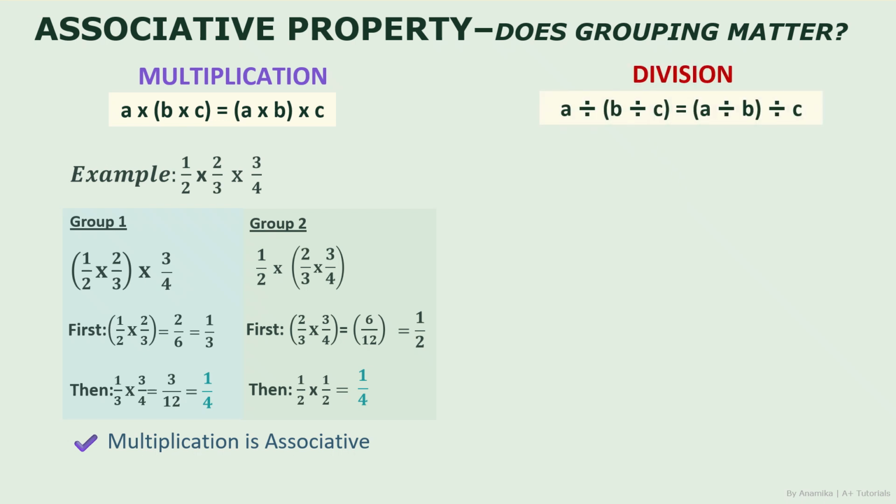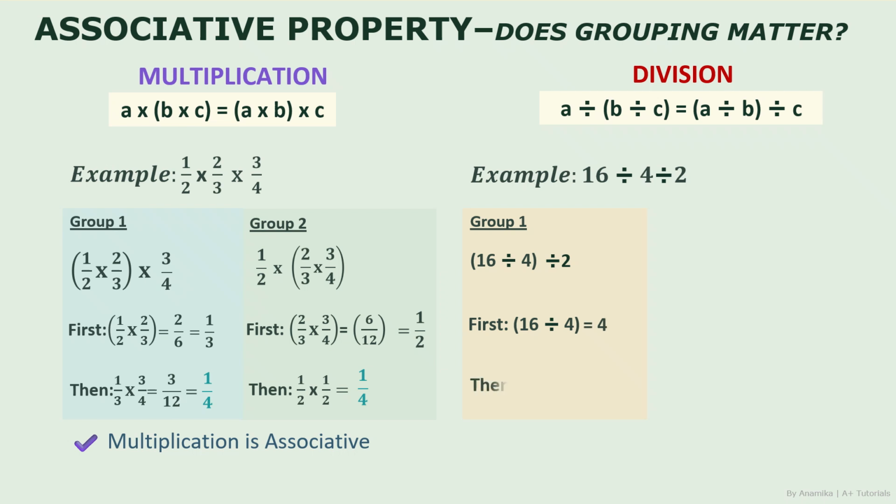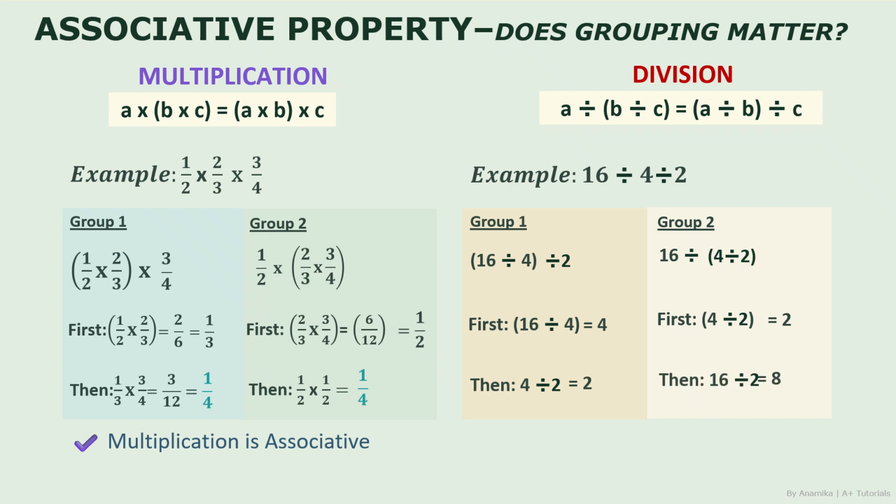But now let's try division. Let's start with some friendly whole numbers 16, 4 and 2. First we group like this: 16 divided by 4, then divided by 2. 16 divided by 4 is 4, then 4 divided by 2 is 2. Alright, now we switch it up. Let's divide 4 by 2 first, that's 2. Now do 16 divided by 2 and we get 8.